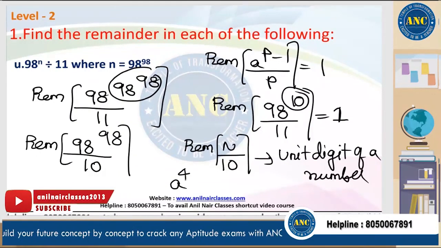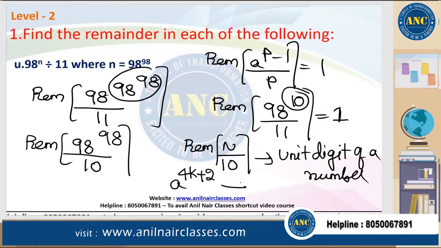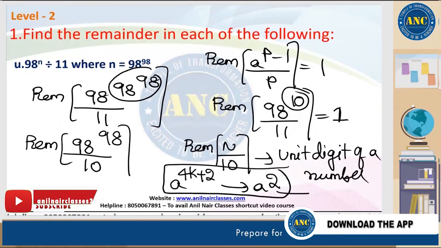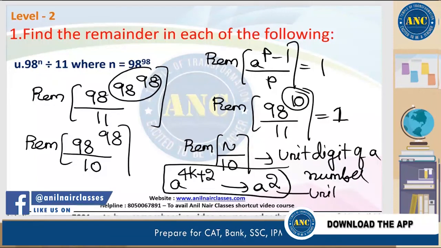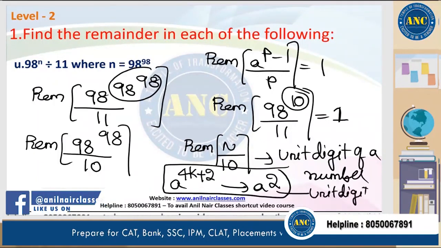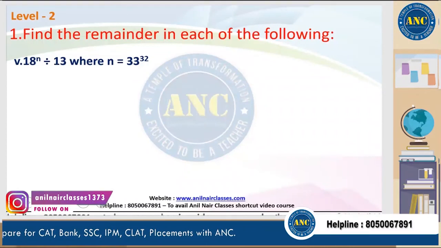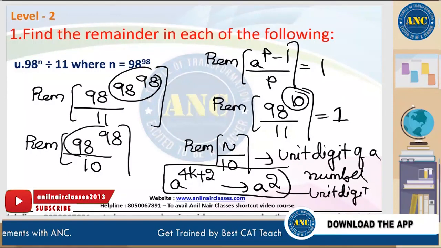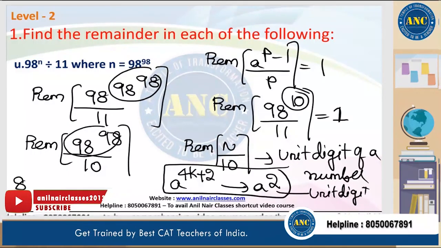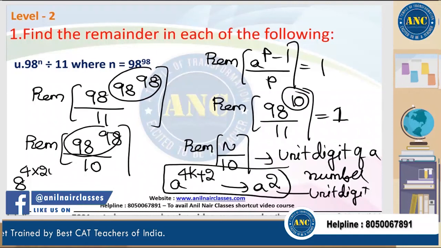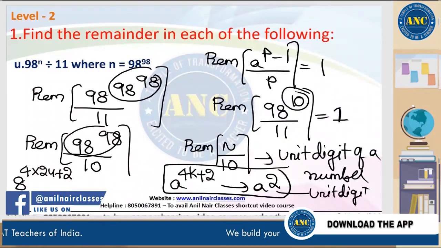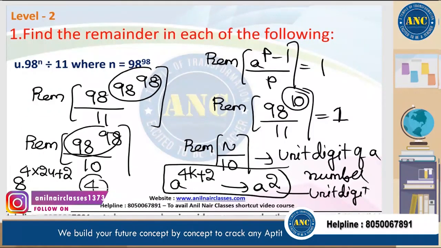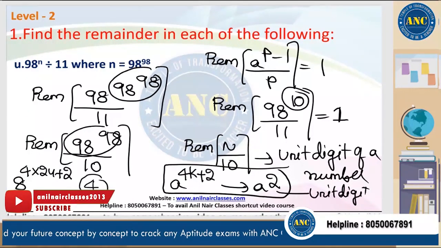So remember this, in unit digit I will discuss: a power 4k plus 2 is a square. If the power is of the form a power 4k plus 2, unit digit will be a square. So this is nothing but 98 power 98, unit digit is 8. 98 is 4 into 24 plus 2. So unit digit is nothing but 4. I hope it is clear, right?